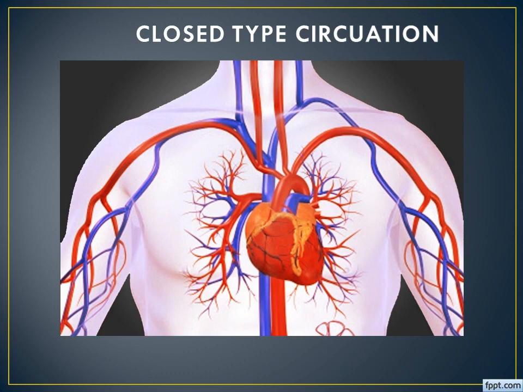So this is also one of the 3-mark questions. Differentiate open type circulatory system from closed type circulatory system. In open type, the blood remains filled in the tissue spaces. But in closed type, the blood is moving inside the blood vessels.